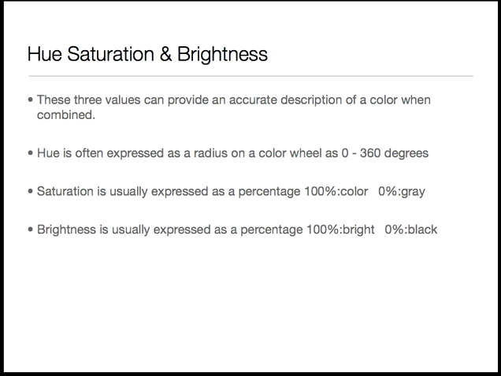Now, hue is often expressed as a point on a color wheel, or the radius of the color wheel. So hue is typically expressed as a value between 0 and, well, not 360, I guess, 359. Okay, because 360 degrees and 0 degrees is the same thing. Saturation is usually expressed as a percentage. So it'd be like 100% saturation or 0% saturation, high and low. And brightness in the hue saturation brightness model is typically expressed as a percentage as well.